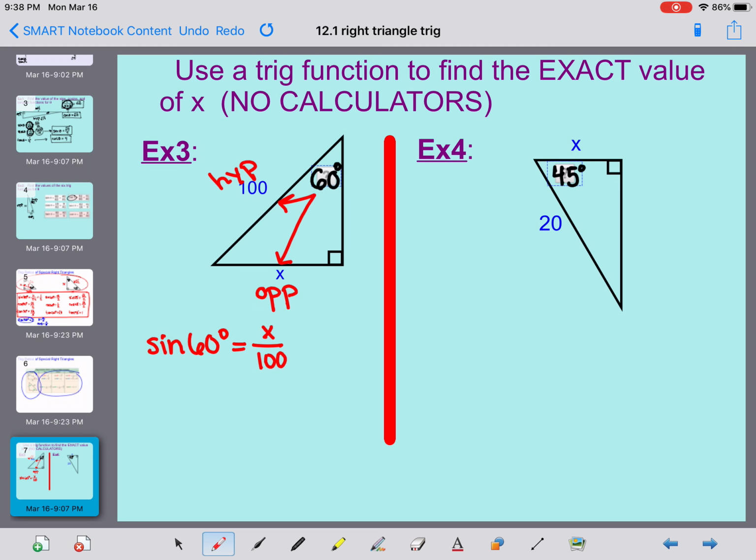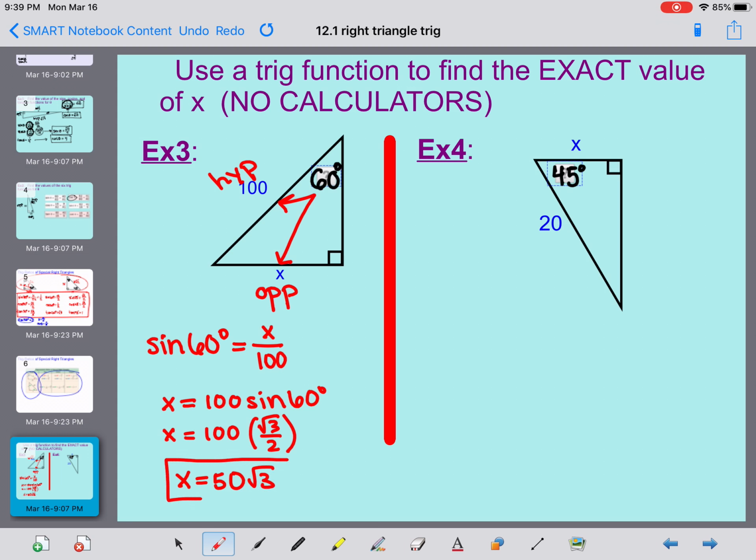So for this problem, I'm going to isolate x first and say x equals 100 sine of 60. Just multiply both sides by 100. And then I'm going to replace sine of 60 with √3/2 and simplify that. And this is your answer.